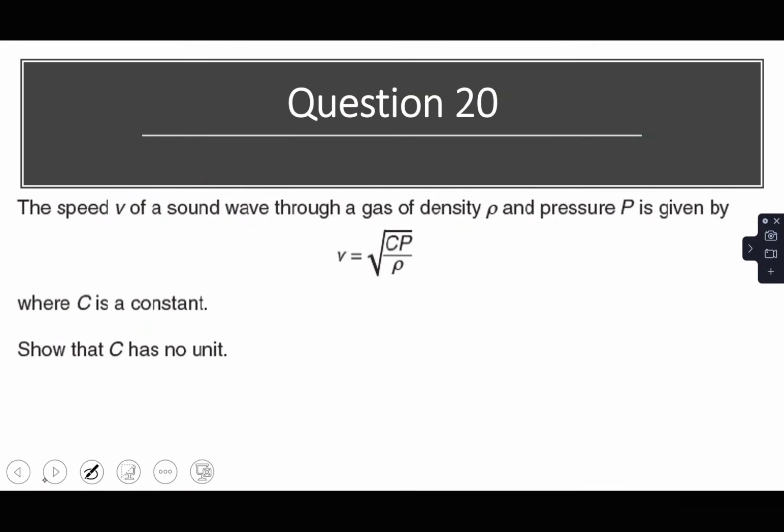So let's move to question number 20. Oh, my power is running out.